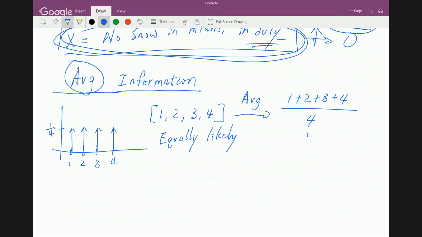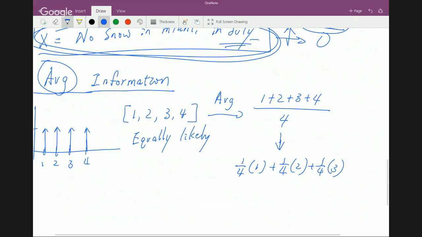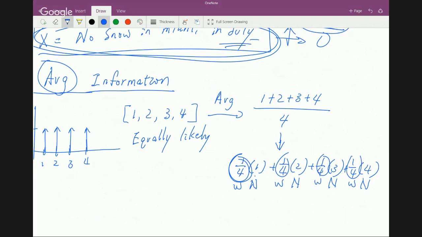Another way to write this is 1/4 times 1 plus 1/4 times 2 plus 1/4 times 3 plus 1/4 times 4. And this is a different interpretation. We have each number here, number, number, number, number. And right here we have the weight. If they're equally likely, then they have the same weight. And therefore this equation makes sense.